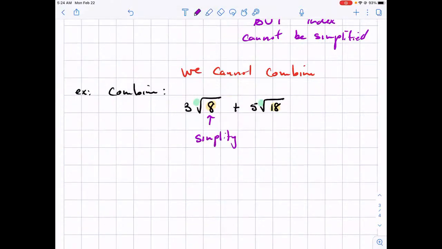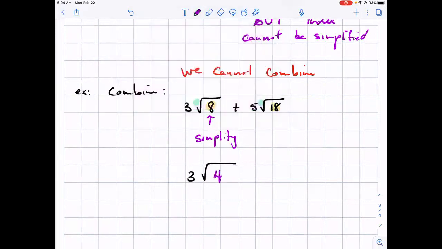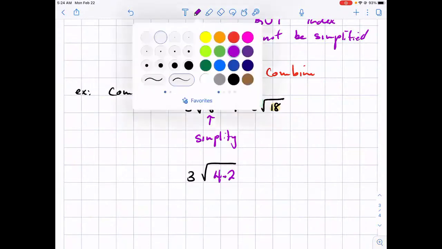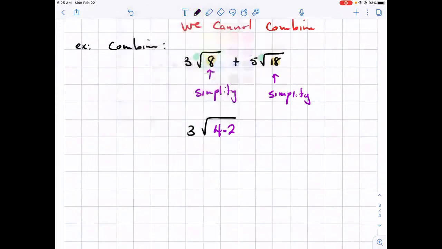Okay. And this becomes 3. The root 8, we know, can be broken as 4 times 2. Plus, and notice that this here can also be simplified. And if we simplify that portion also, the plus sign comes down, the 5, the radical, and 2 numbers multiplied to give 18, one of them a perfect square, that would be 9 times 2.